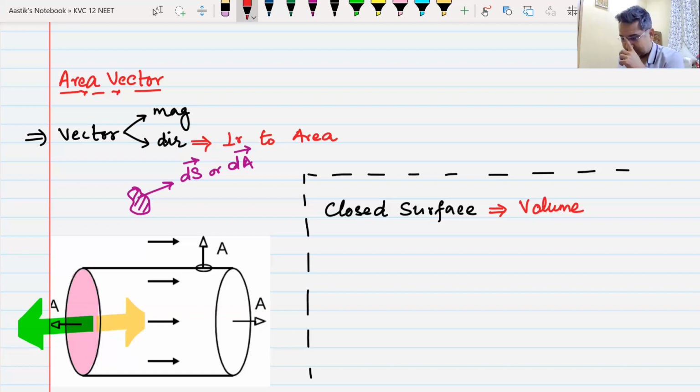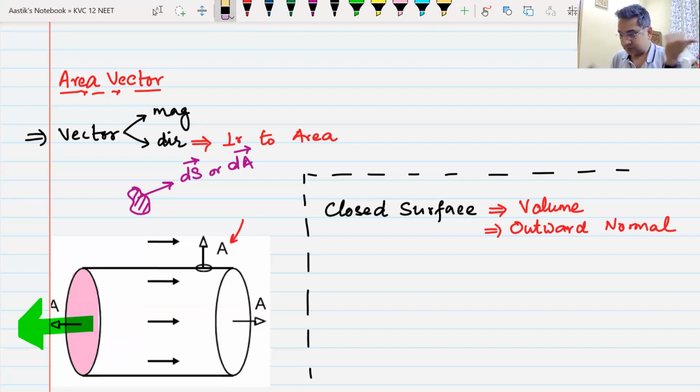Now, for a closed surface, the area vector is always taken as the outward normal. Here, this is the outward normal. This green side is the outward normal. It's going outside. This is a closed surface because, as you can see, it encloses a volume. Something is inside, it cannot fall. So for any closed surface, the area vector is taken as the outward normal.